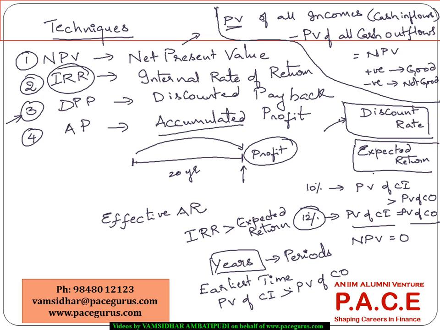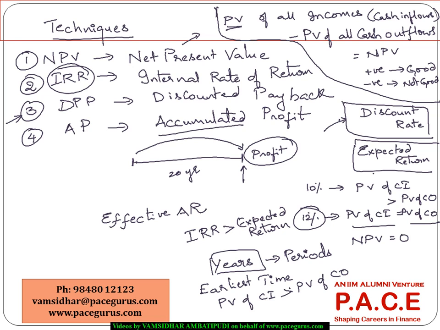In many projects there is a huge cash outflow in the initial years, so it takes some time to recover those cash outflows, and after that the project starts making a profit. That's where we say the earliest time after the start of the project where the present value of the cash inflows exceeds the present value of the cash outflows. Those are the different mechanisms available for the evaluation of any project.